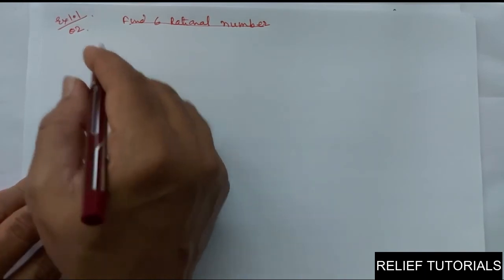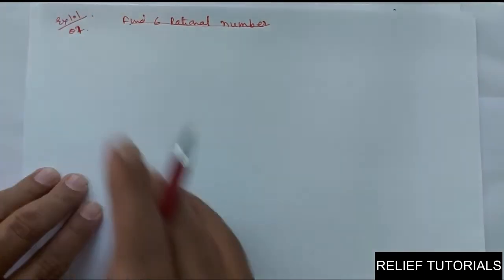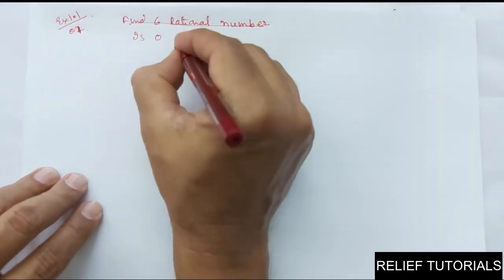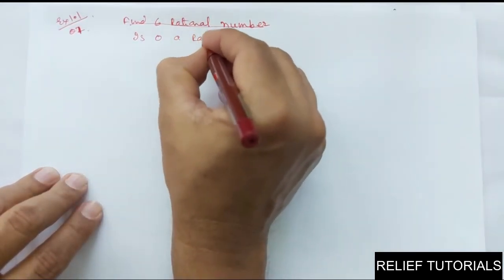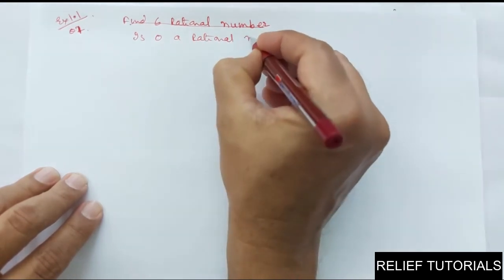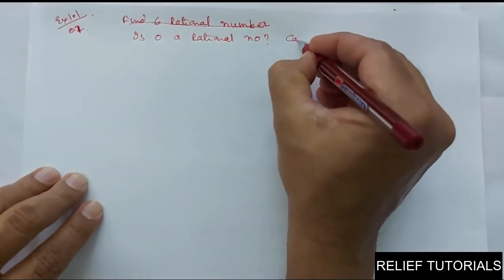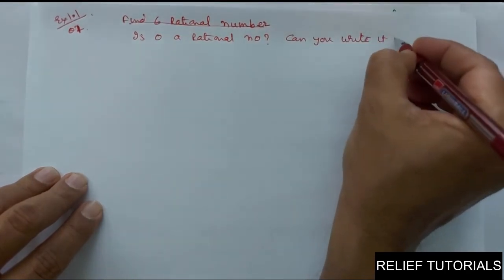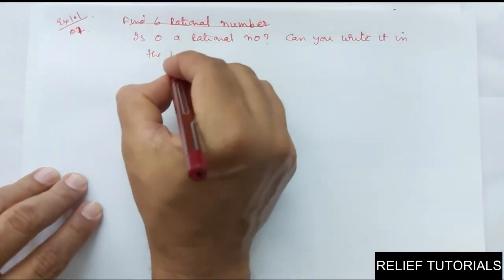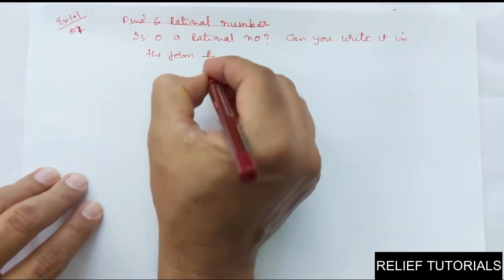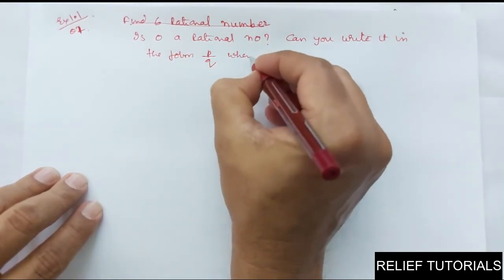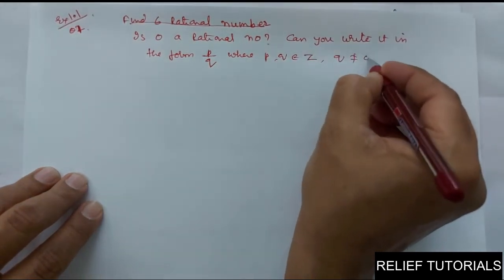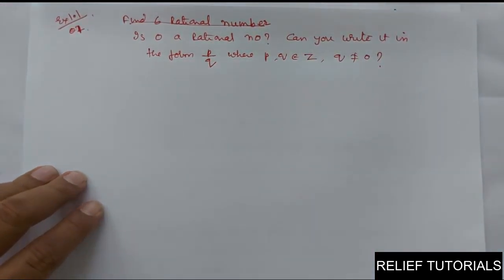So now we have question number 1. Exercise 1.1, question number 1. Is 0 a rational number? Can you write it in the form P by Q, where P and Q belong to integers and Q is not equal to 0? This is our question.